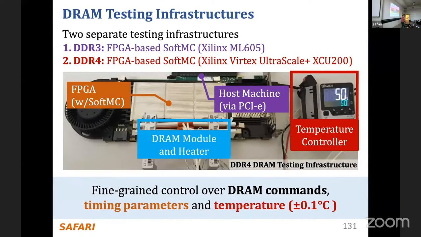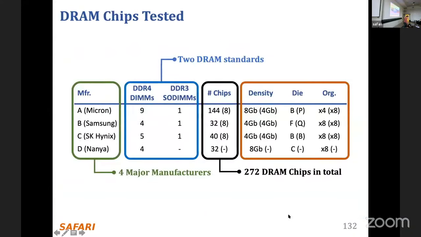But basically, we enhanced our infrastructure for this purpose. You can see that this infrastructure is more precise right now. The temperature control is within 0.1 degrees Celsius. That's important. And we did a lot of tests here. We were not able to test a lot of chips, partially because these tests are extremely long. But you can see that we tested four major manufacturers, though the fourth one is very small. The DRAM market is dominated by the first three. They're not necessarily ordered in terms of how big they are. Samsung is the biggest, SK Hynix is second, and Micron is the third.